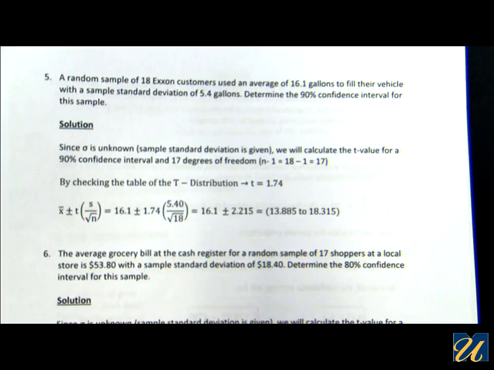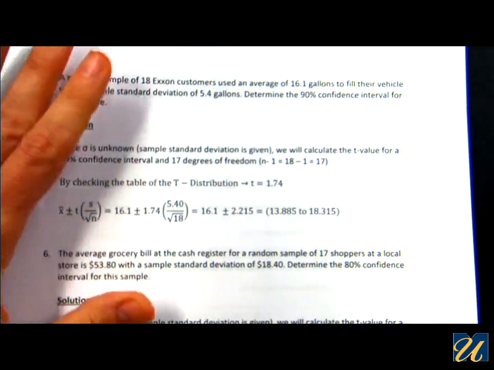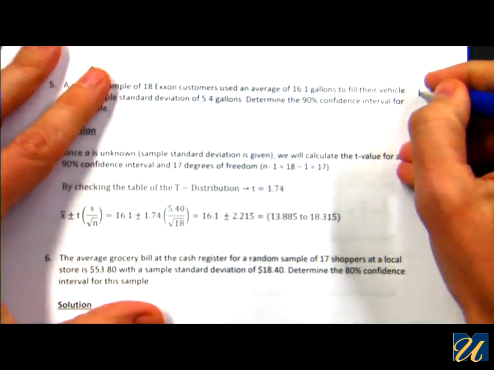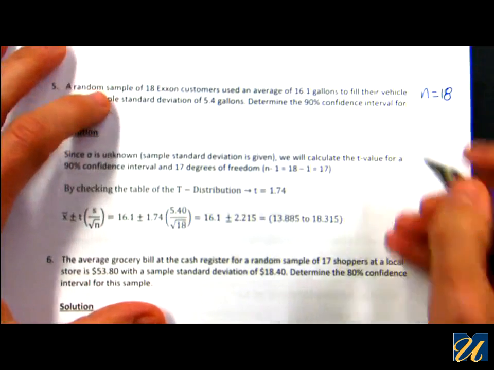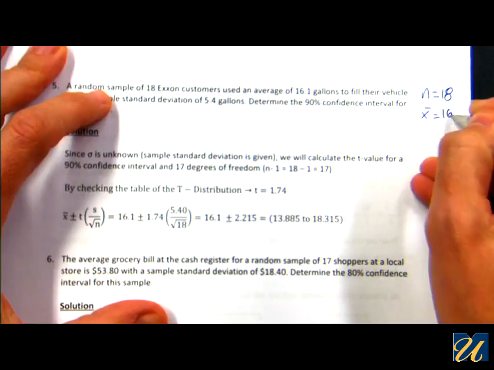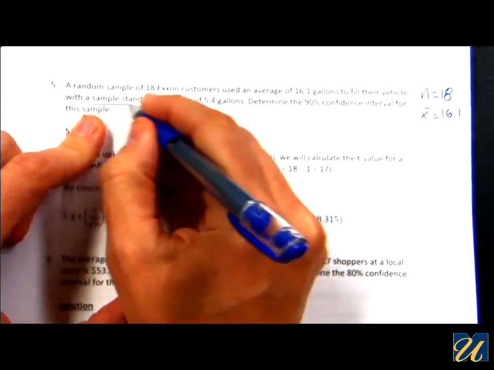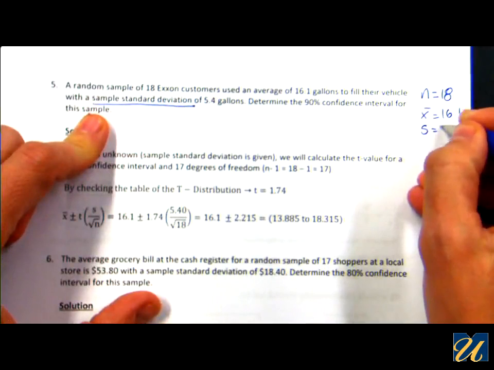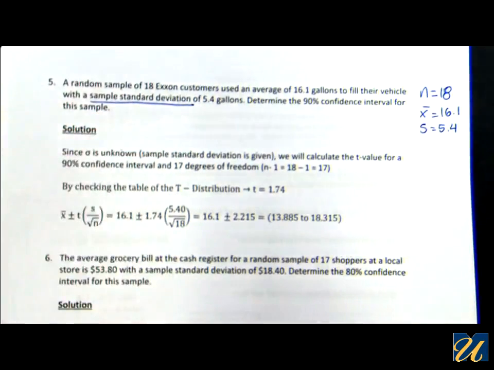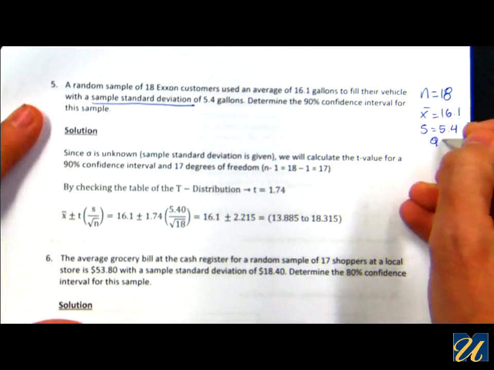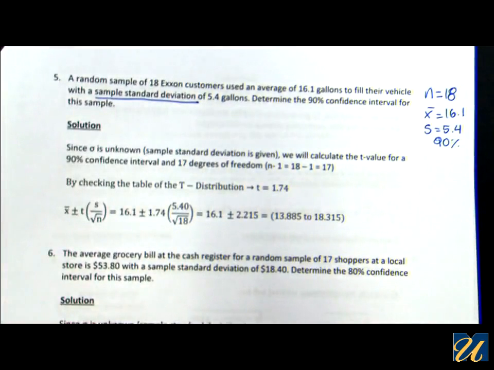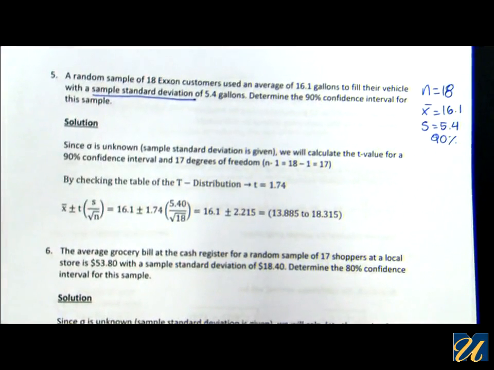Problem number 5, a random sample of 18 Exxon customers used an average of 16.1 gallons to fill their vehicle with a sample standard deviation of 5.4 gallons. So we have N equal to 18, we have X bar equal to 16.1, sample standard deviation, this is your S, which is equal to 5.4. Determine the 90% confidence interval for this sample. So I'm looking for a 90% confidence interval.